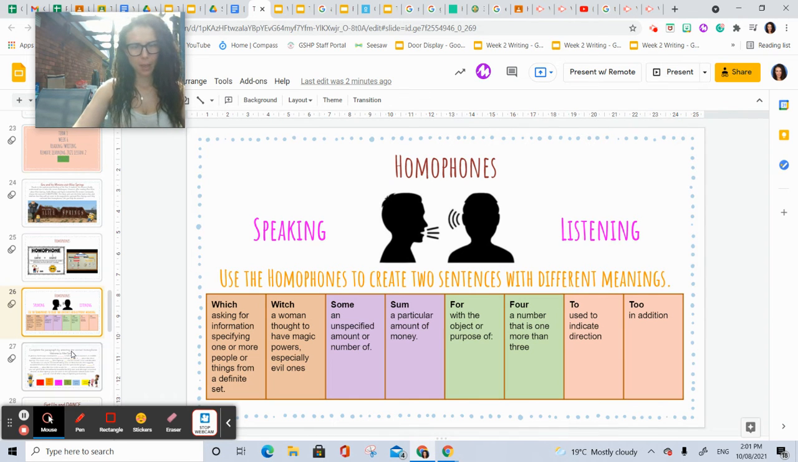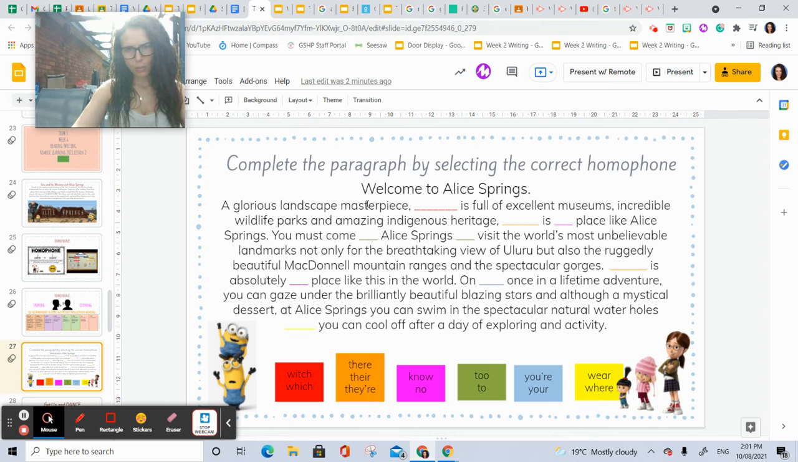So what I would like you to do is read this particular paragraph and then choose the correct homophone. So, for example, a glorious landscape masterpiece. Now you could see I've color coded them as well. So for example, this is red and this is red. Which will go in there? So you just have to choose the correct which is full of excellent museums, incredible wildlife parks, and amazing indigenous heritage. So you need to now see there is no place like Alice Springs. So which there, which no.